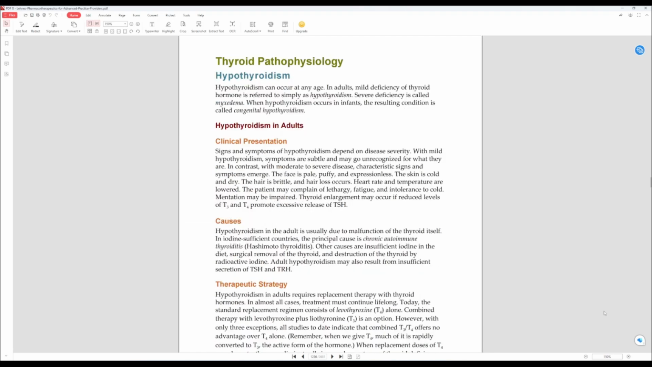So that brings us to the pathophysiology. Hypothyroidism. Hypothyroidism can occur at any age. In adults, mild deficiency of thyroid hormone is referred to simply as hypothyroidism. Severe deficiency is called myxedema. When hypothyroidism occurs in infants, the resulting condition is called congenital hypothyroidism. So, we'll start off with hypothyroidism in adults.